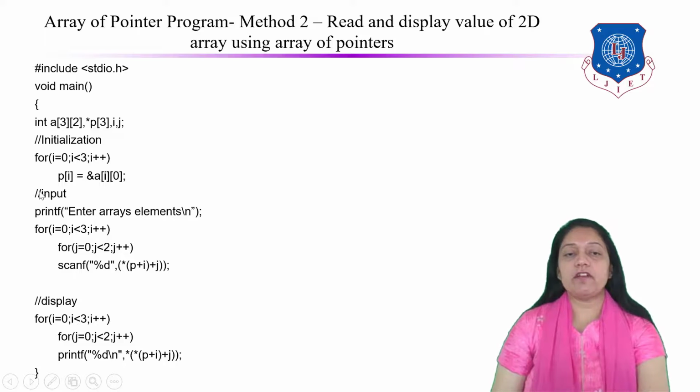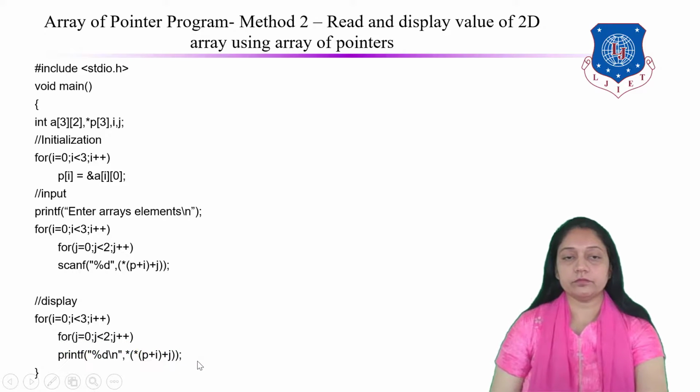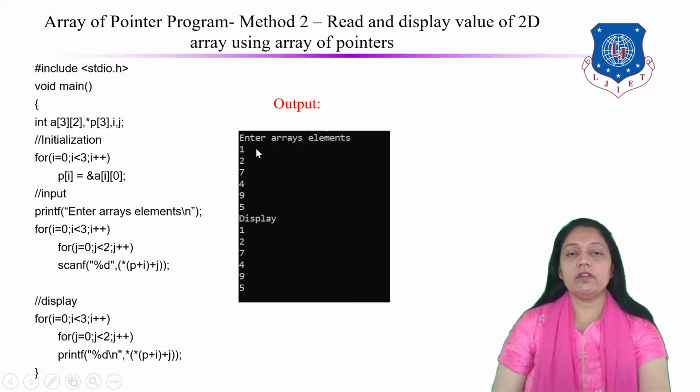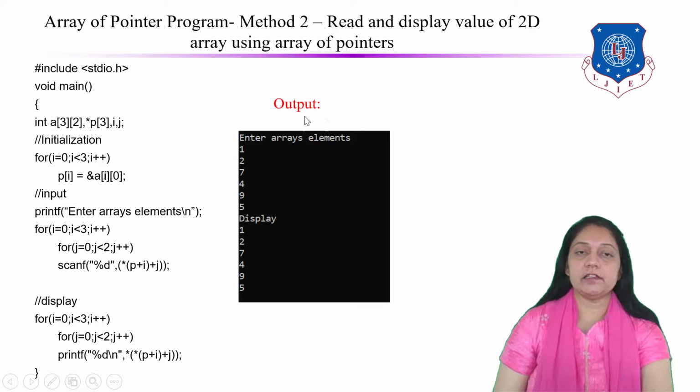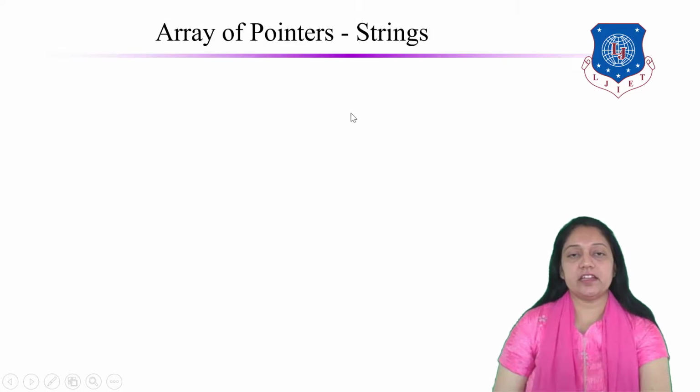Now if you want to display the values of the two-dimensional array, again take two loops and write the same format, that is *(p+i)+j. But this time we'll be using this extra star to get the values of the ith row and jth column. When you execute this program, we'll get this output: enter array elements input. This is for the scanf portion, where I have inputted 6 values, 127495, and this is the display part. So this was all about array of pointers where we were dealing with integer arrays.